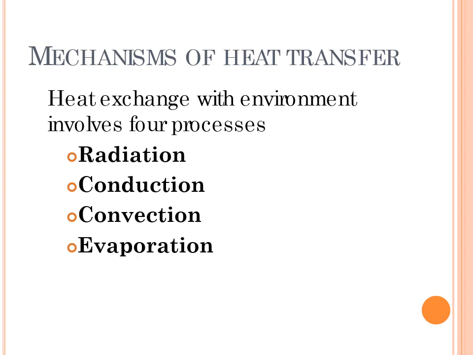Heat can be exchanged with the environment in 4 different ways. Radiation accounts for half of the heat that we lose, and that is our bodies being warmer than the environment that we are in. So our bodies are at 98.6 degrees. As long as you are in an environment that is less than 98.6 degrees, which most of us are most of the time, half of the heat that we lose during the day, we lose through radiation.